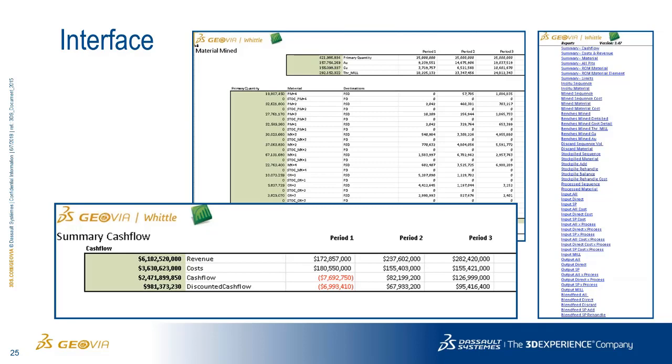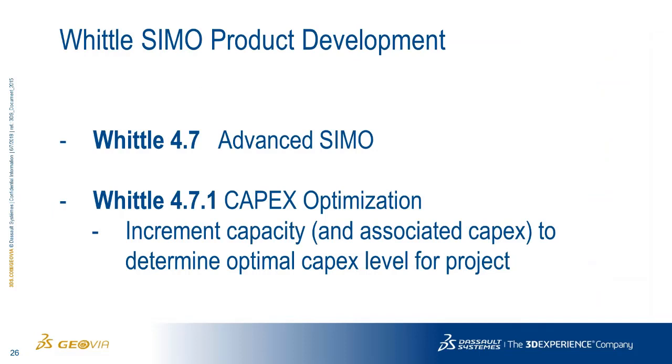So I just want to talk briefly about some major changes that have happened recently inside of SIMO. And the big one is Whittle 4.7 Advanced SIMO, but there's also a big new change in 4.7.1, which introduces Capex optimization, which is something that our clients were very interested in.